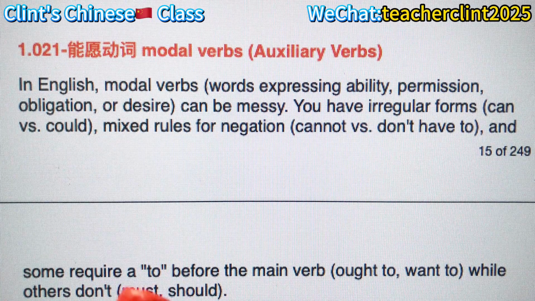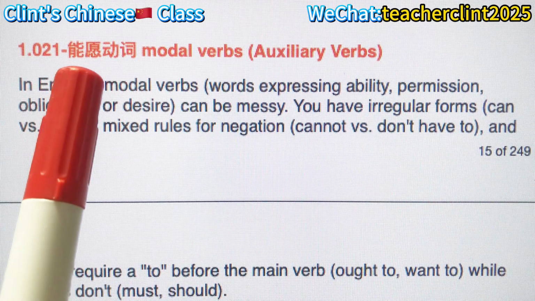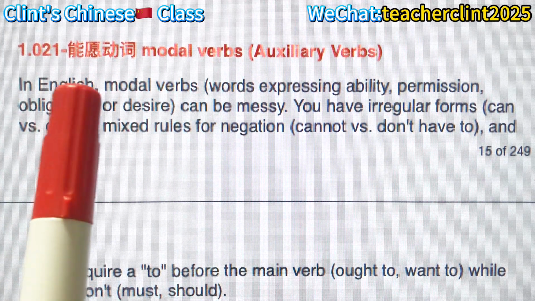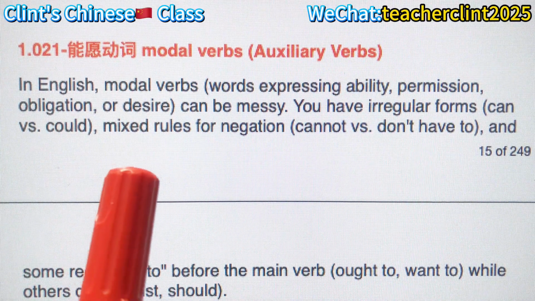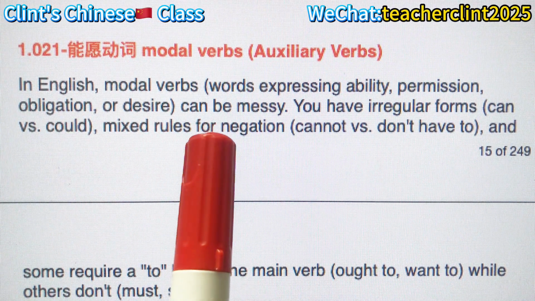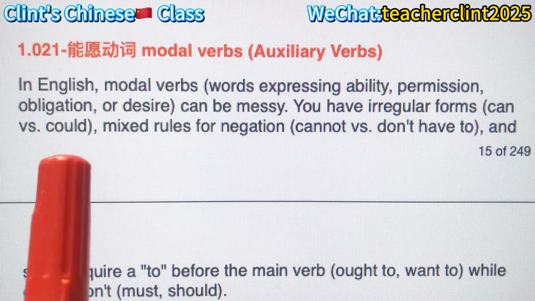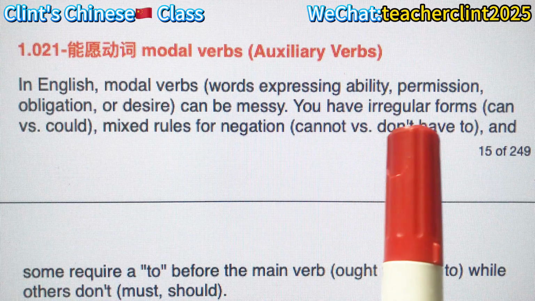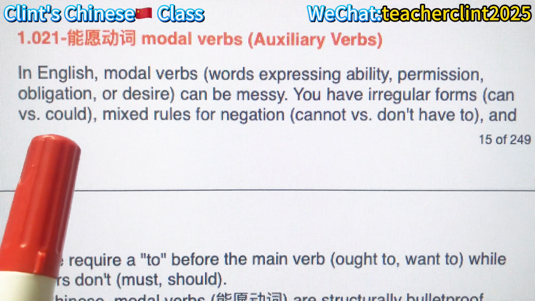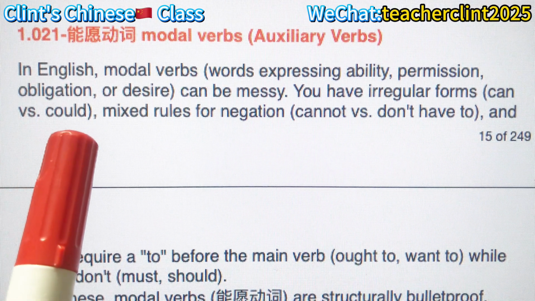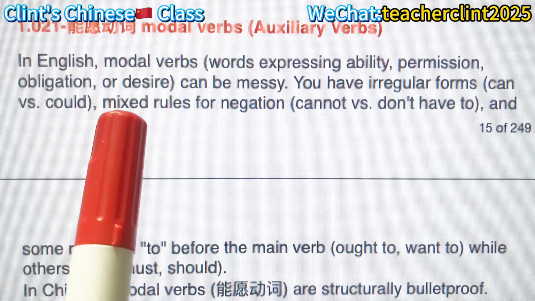In today's lesson, we're going to learn a type of words in Chinese called modal verbs, 能愿动词, or auxiliary verbs. Similar to English, you may have the words can, could, cannot, couldn't, have to, must, should, ought to. But you have to change the form based on the tense, like can is turned to could.